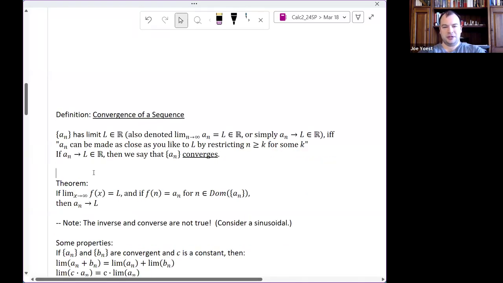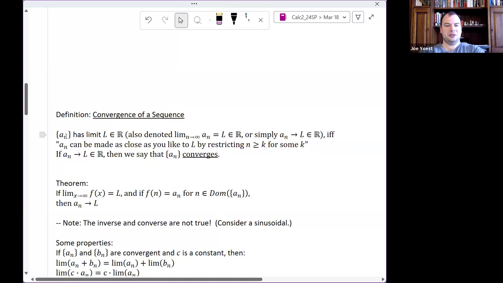Well, we can write out a definition like this. We can say the sequence an has limit L, a real number, which we could also denote by saying limit n goes to infinity of an equals L, a real number, or even more simply, just an goes to L, a real number. These all mean the same thing.